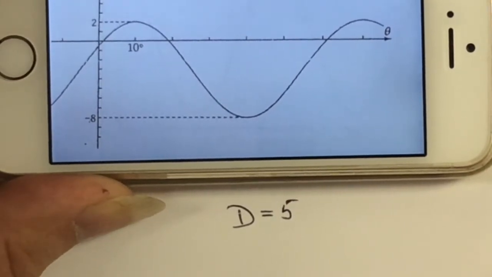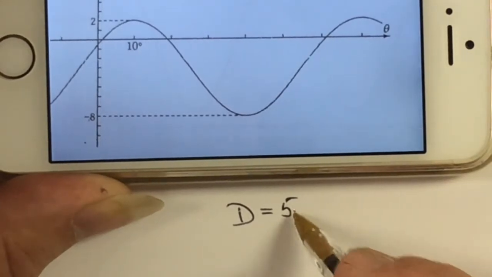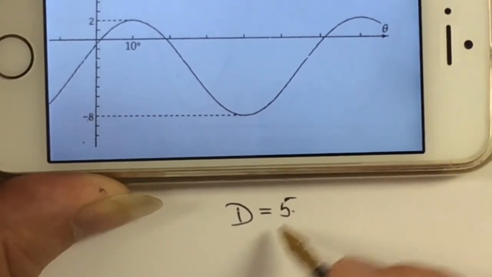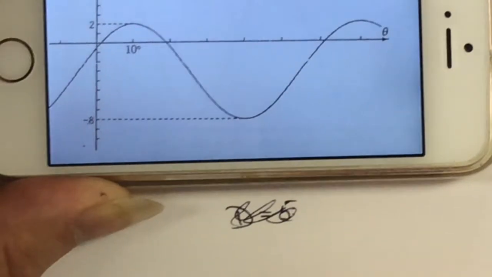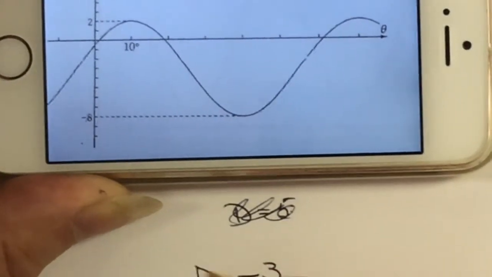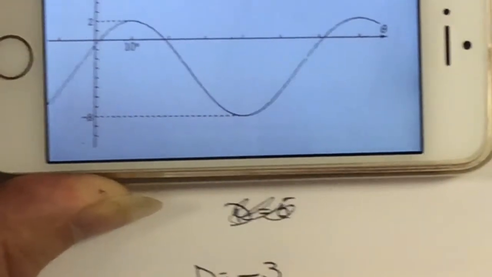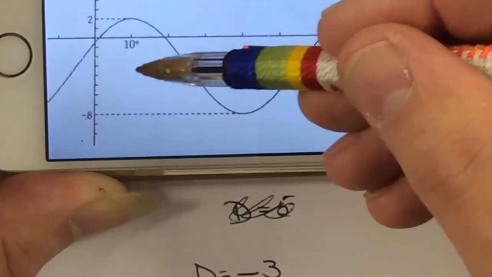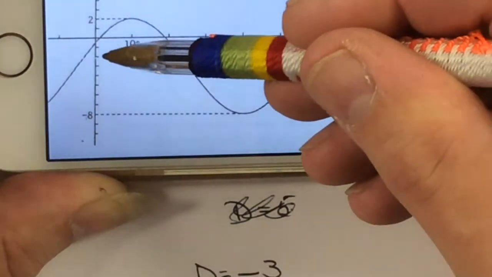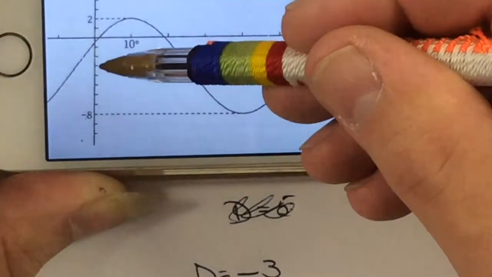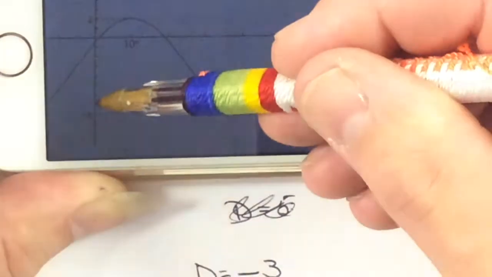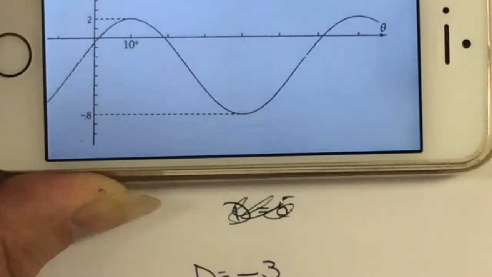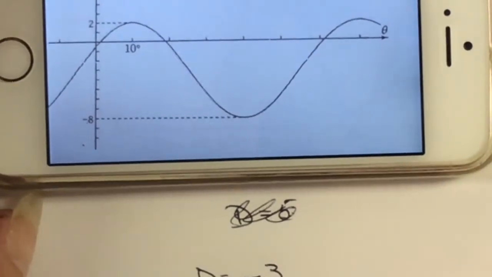Wait a minute. 5? -5? Wait, is that really right? -3? So what's 5 then? Okay, so D is equal to -3, but the amplitude is equal to 5. Does that make sense? Well, here's -3. 1, 2, 3. So if this is the midline, then it's 1, 2, 3, 4, 5 up, and 1, 2, 3, 4, 5, 5 down, right? Okay, that worked out. Whew.